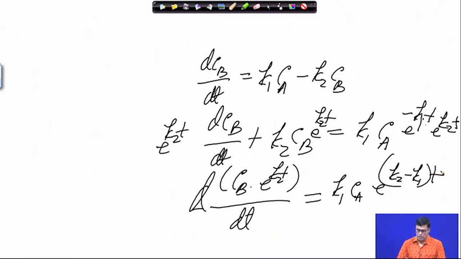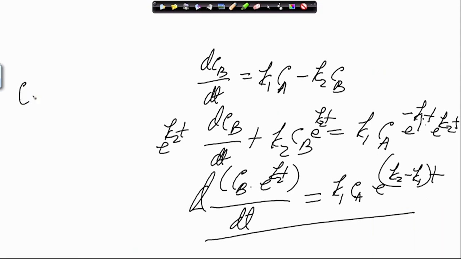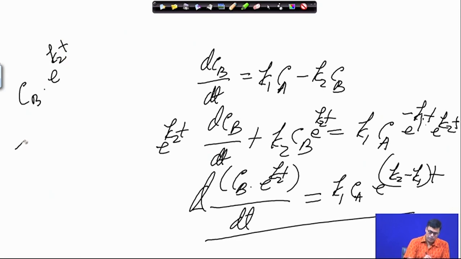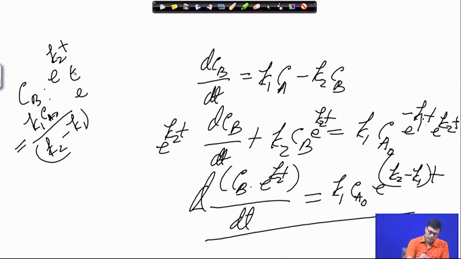Now, from this equation we can write CB into e to the power k2 t. This should be equal to what? This should be equal to k1 into CA0, where CA0 is the constant, divided by (k2 minus k1), into e to the power (k2 minus k1) t. This we can write, plus a constant.